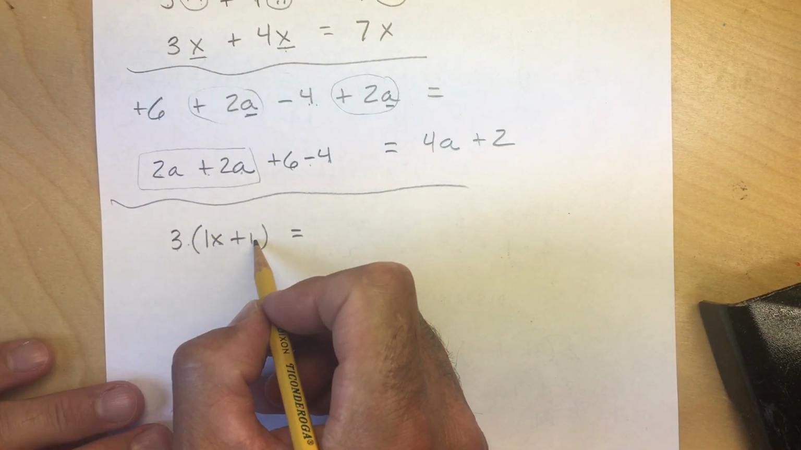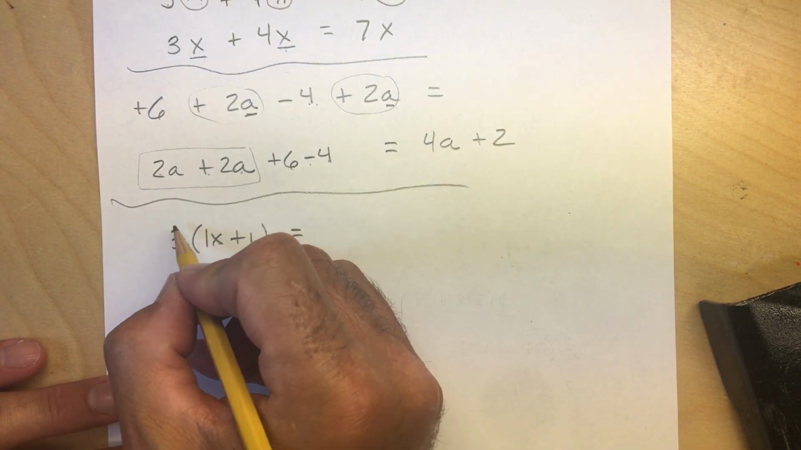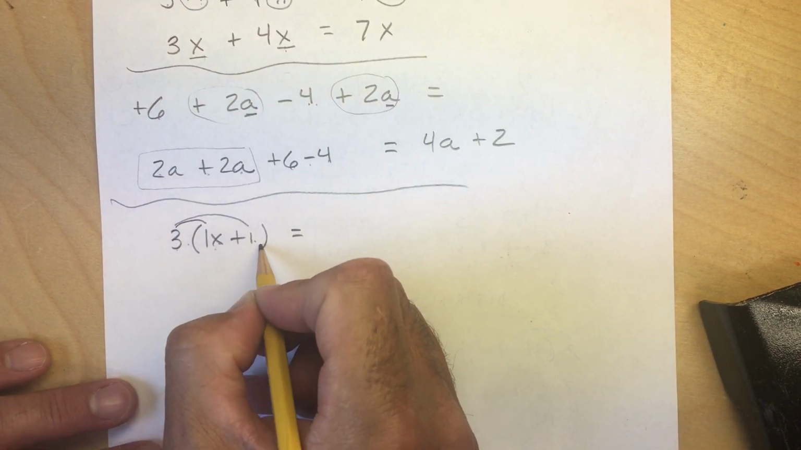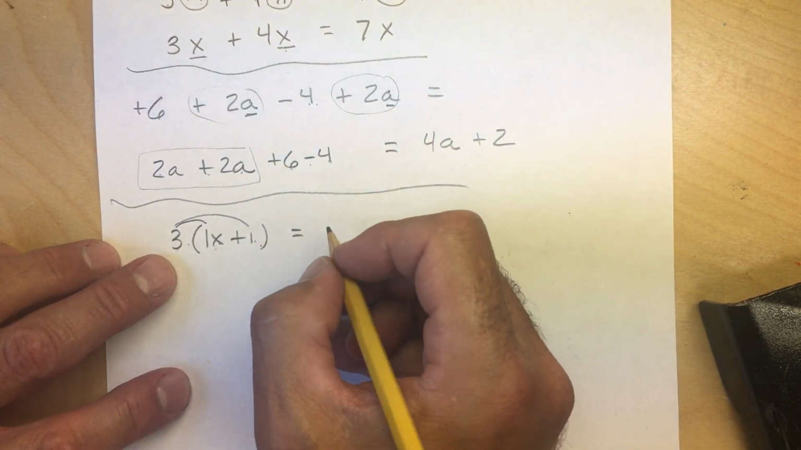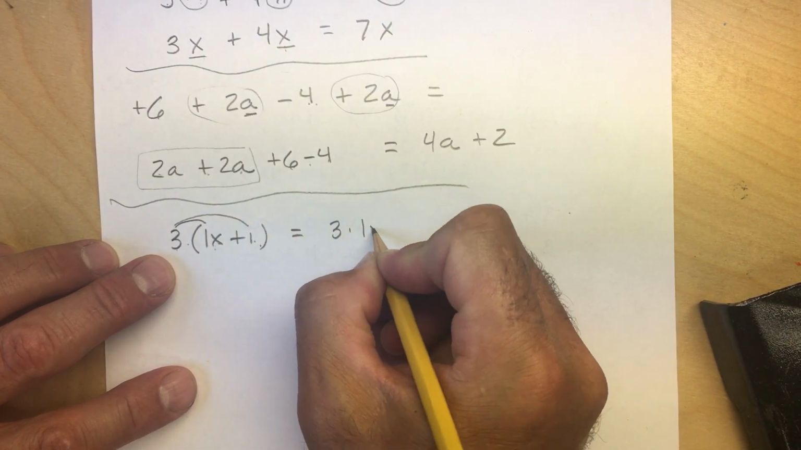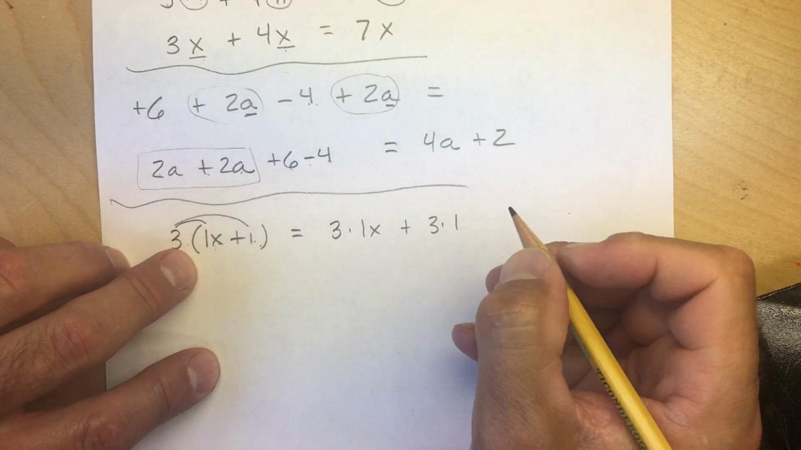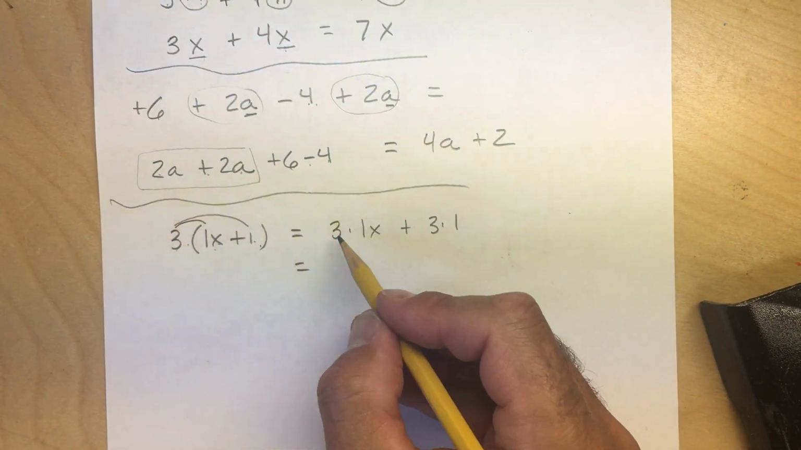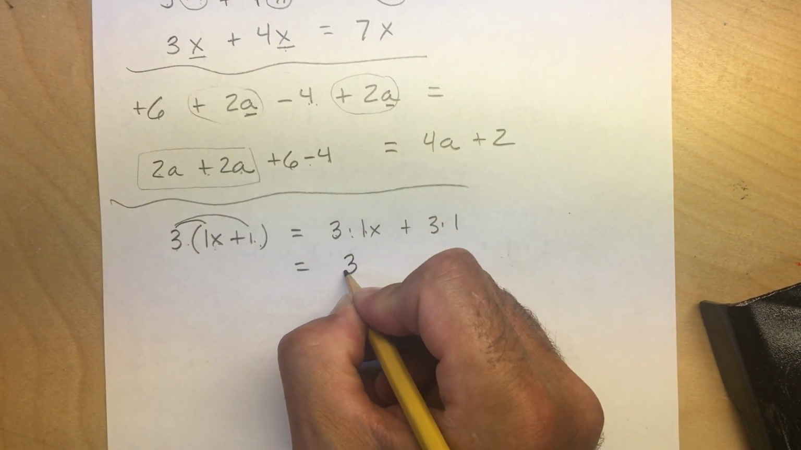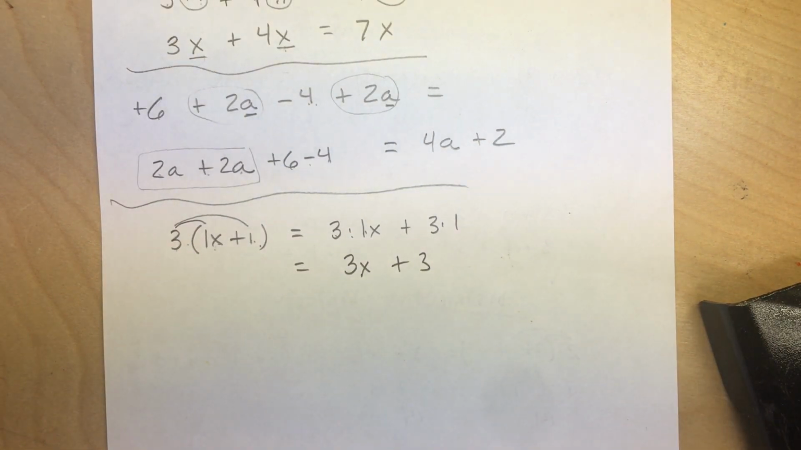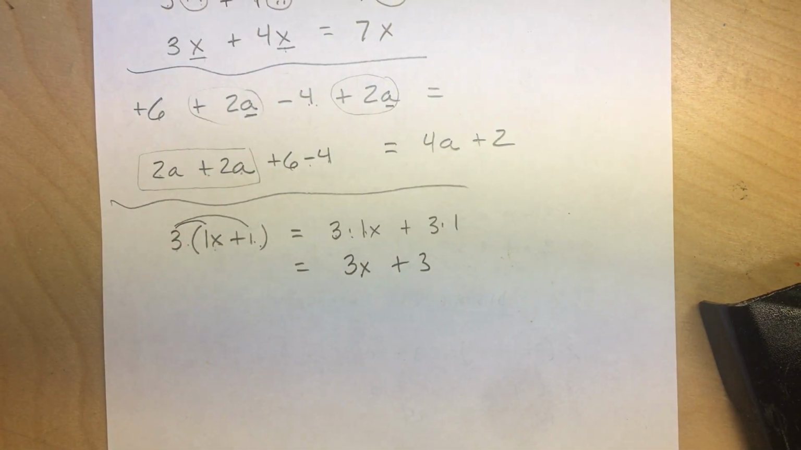But we can use distributive property to take this 3 and distribute it to each of these 2 terms. So this is the same as 3 times 1x, and then the plus sign, and 3 times 1. And so 3 times 1 is 3x, and then 3 times 1 is 3. And now we have simplified by combining like terms.